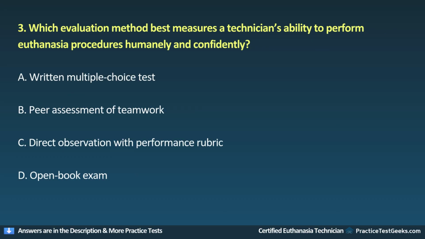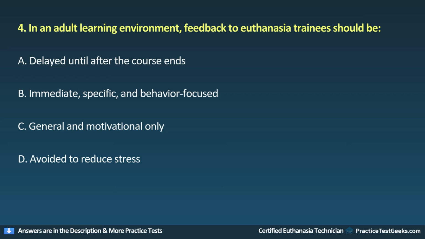3. Which evaluation method best measures a technician's ability to perform euthanasia procedures humanely and confidently? A. Written multiple choice test. B. Peer assessment of teamwork. C. Direct observation with performance rubric. D. Open book exam.